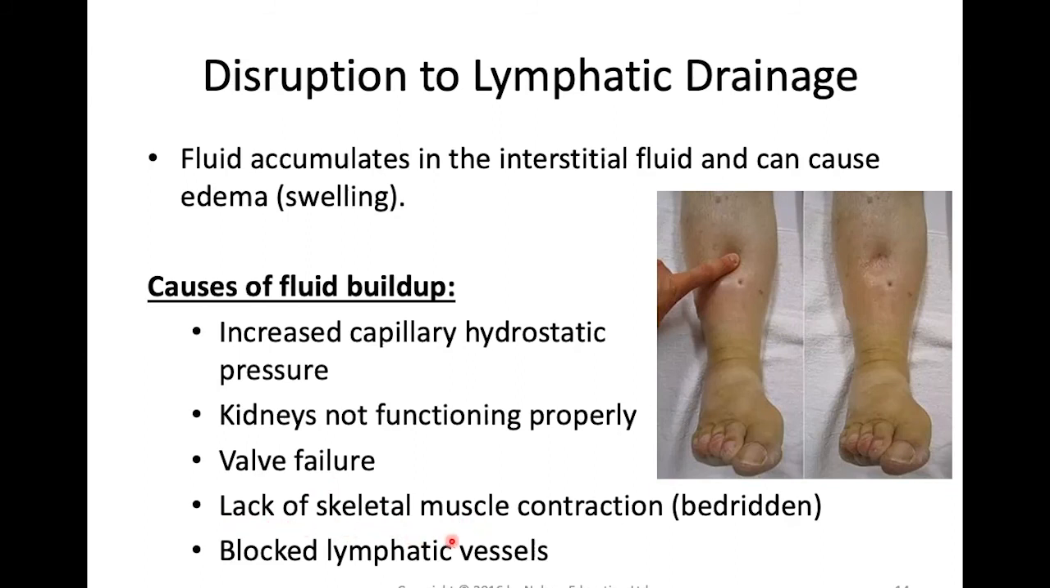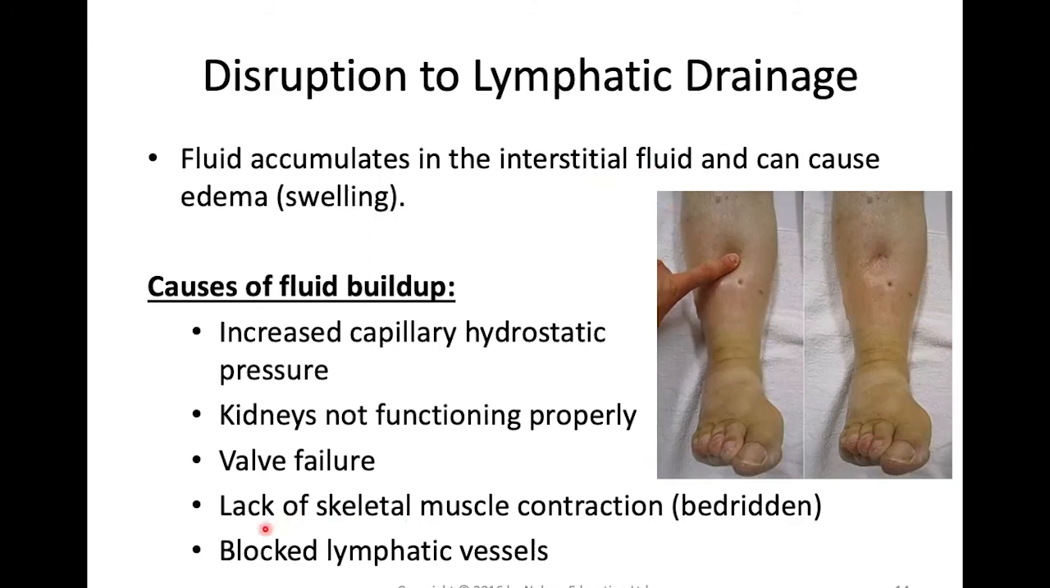A lack of skeletal muscle contractions, for example, if you've been bedridden for a prolonged period of time, will prevent the movement of blood back to the heart. And so if you have more blood pooling in, say, your lower extremities, that's going to cause higher pressure on the venule side of your blood capillaries, which will increase the amount of water that stays in your interstitial spaces.